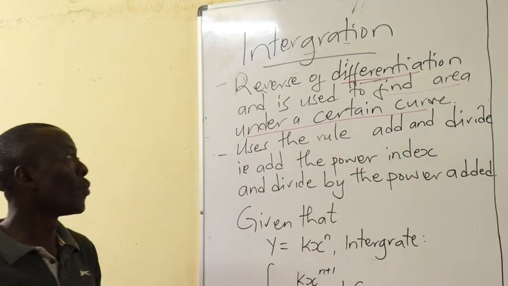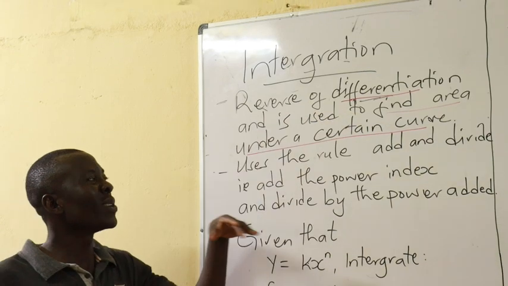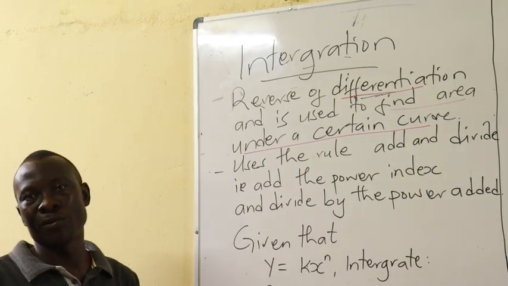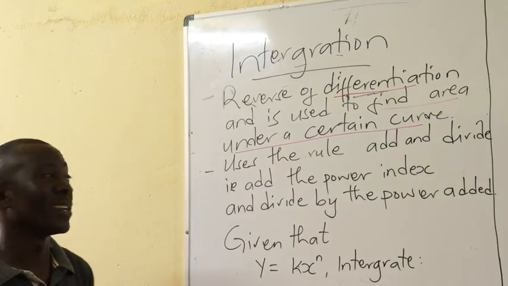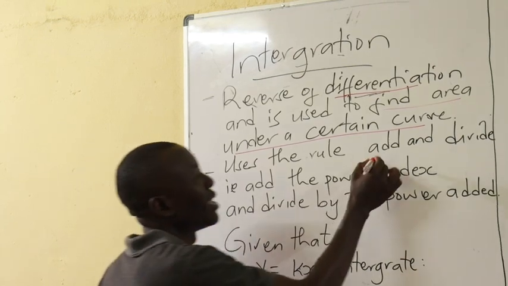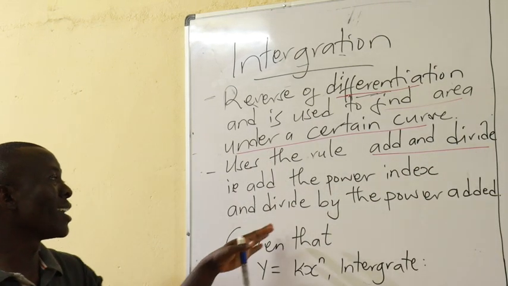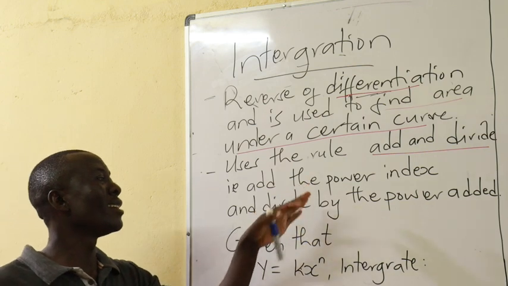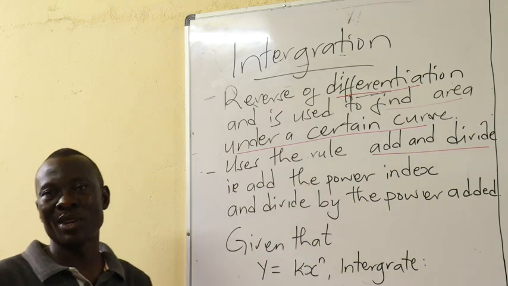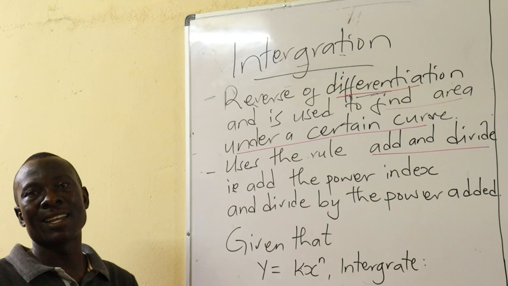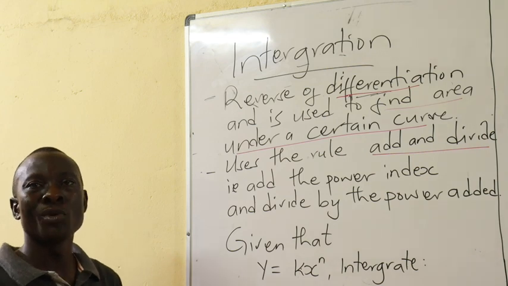Therefore, when we are doing integration, we just do exactly the opposite of what we did in differentiation. The simple rule here is add and divide. What we are simply adding here is the power, then we are dividing by that particular power that has been added, that means the result that has been added as the new power.